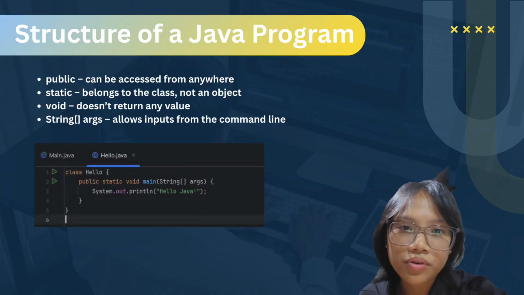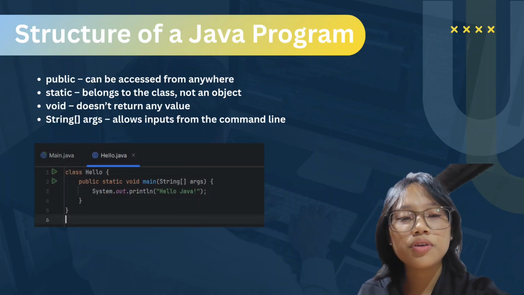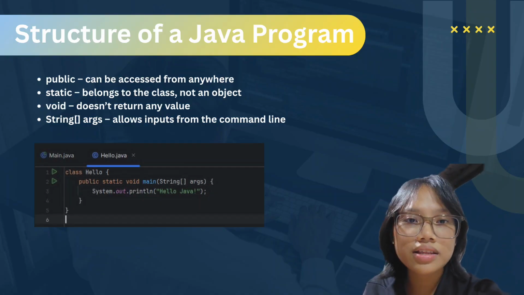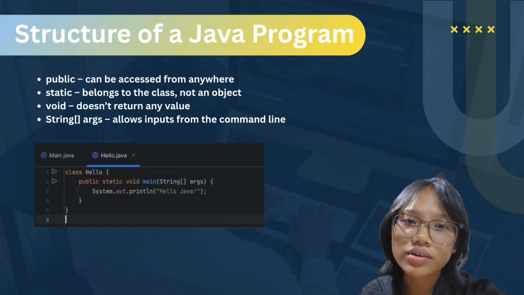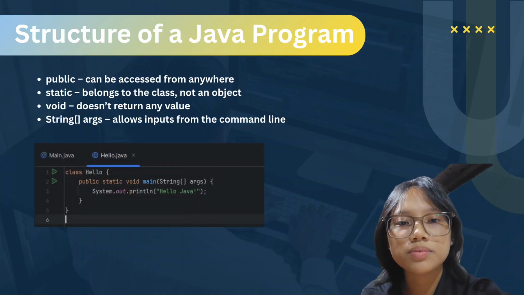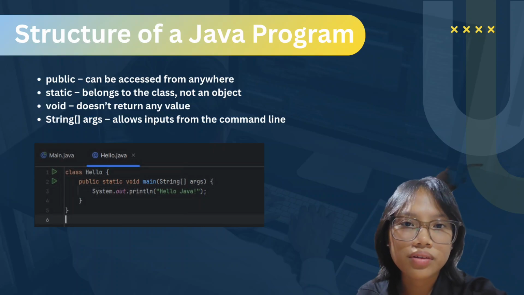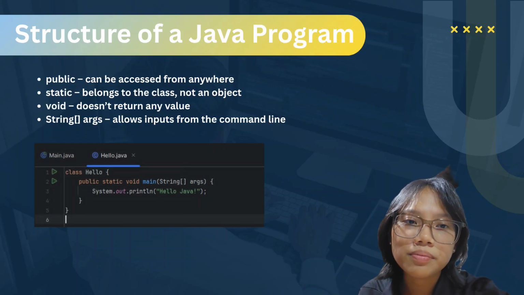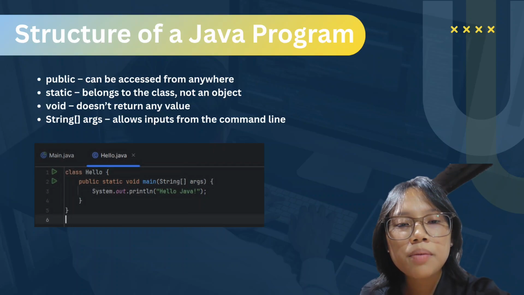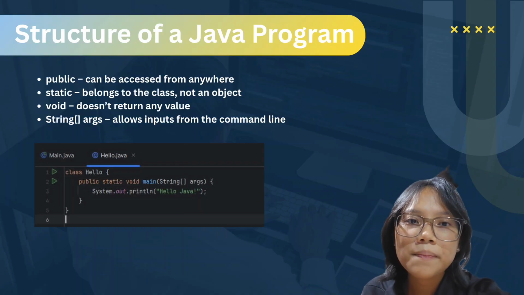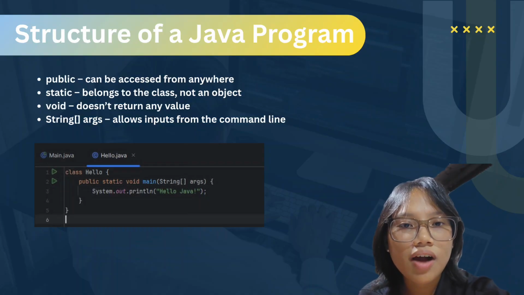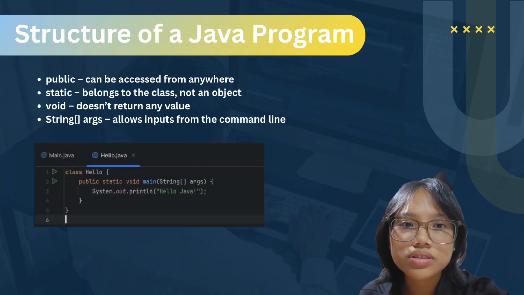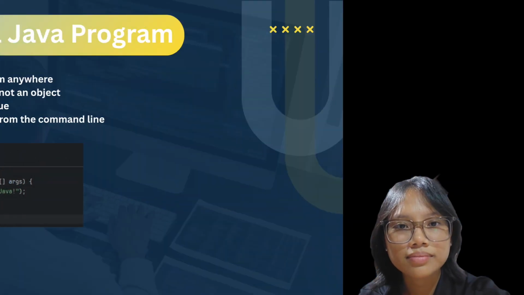Structure of a Java program. Every Java program has classes, methods, and statements. The most important part is the main method because that is where the program starts. Let's break this down. Public static void main, String args. Public means it can be accessed from anywhere. Static belongs to the class, not an object. Void doesn't return any value, and String args allows inputs from the command line.